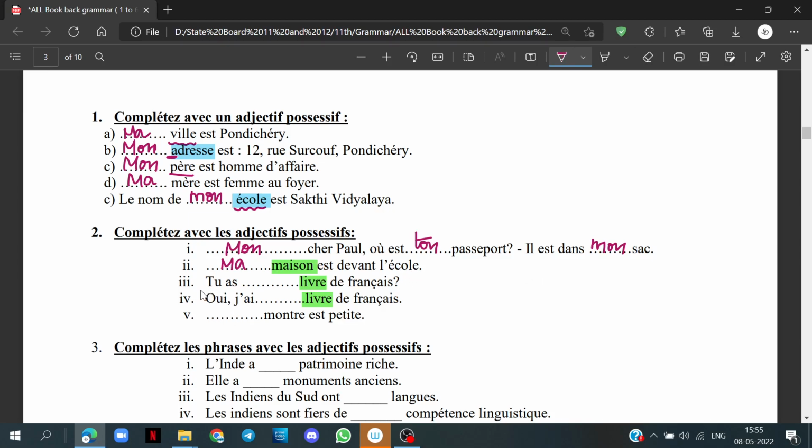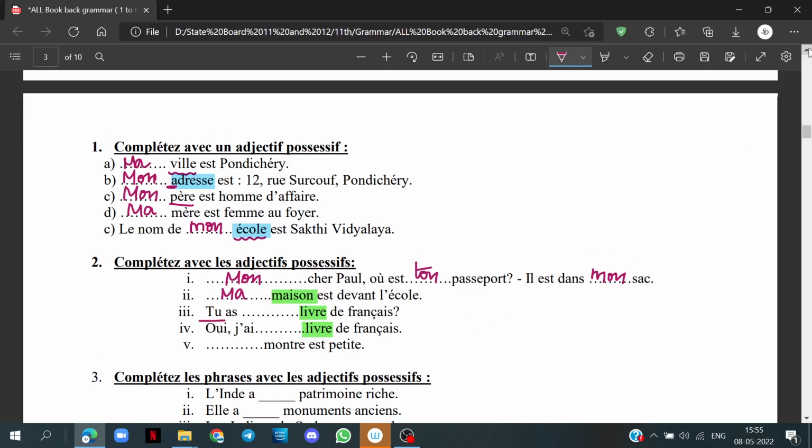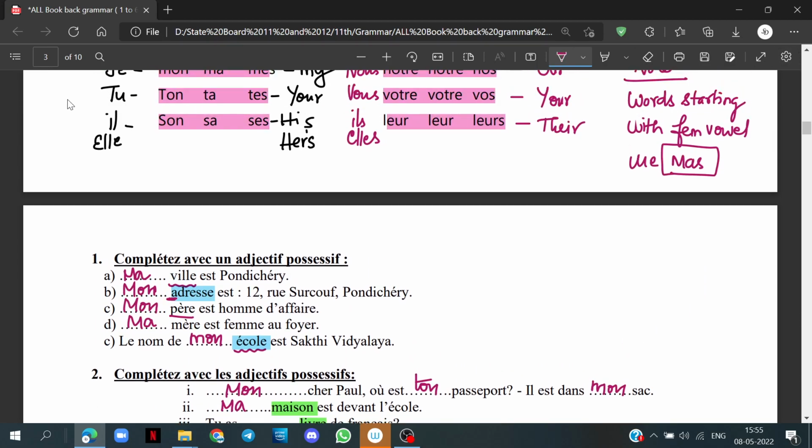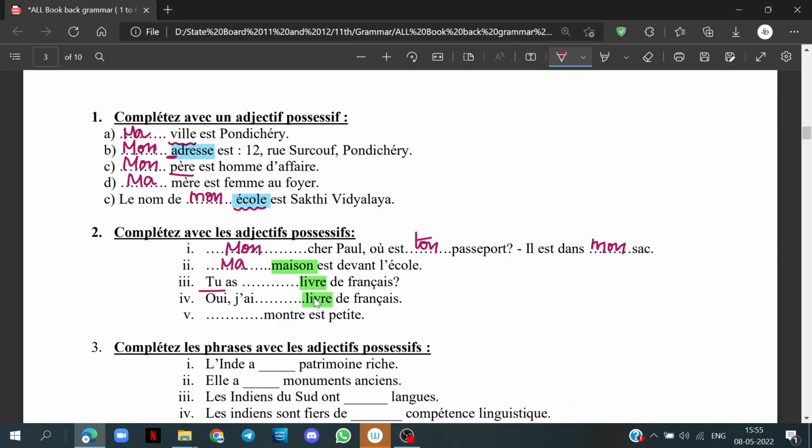Then here you have a subject tu. When you have a subject, you need to choose the same line. That is ton, ta, tes. When you have a subject tu there, you can't use any other words because you have your book. Just remember it like that. You have yours. So the tu is there, you need to use the tu line. In that, livre is masculine, so it should be ton.